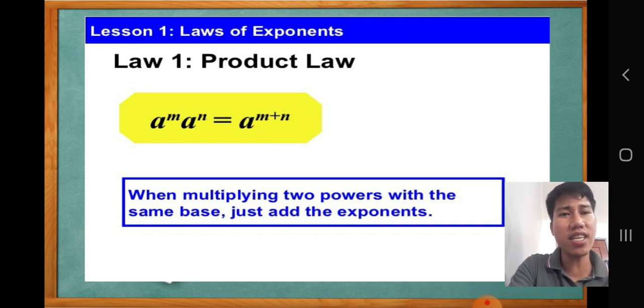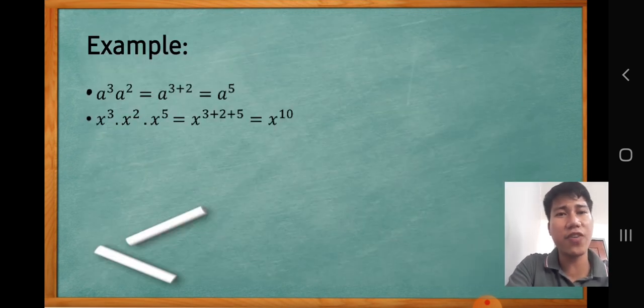When you say product law, for example, a raised to m times a raised to n is equal to a raised to m plus n. So, if you are multiplying the same base, parehas og base, and then different exponent, you need to add the exponent. When multiplying two powers with the same base, just add the exponent. For example, a raised to 3 times a raised to 2. The answer is a raised to 3 plus 2. So the answer is a raised to 5.